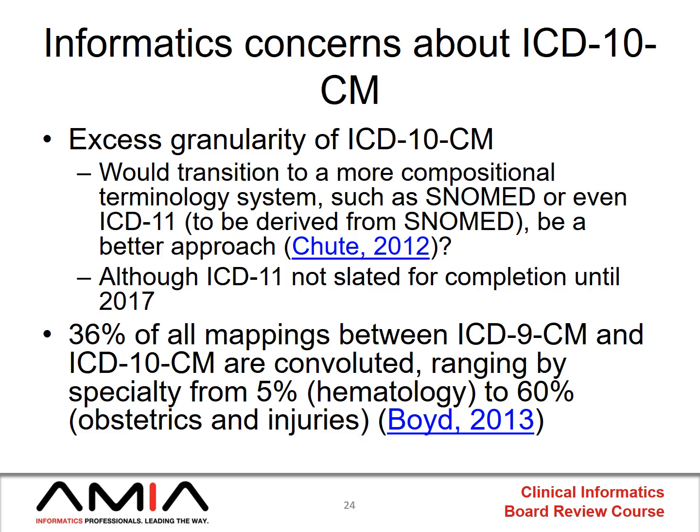Some of these informatics concerns were brought out in an analysis by Boyd, who found that 36% of all mappings between ICD-9-CM and ICD-10-CM were convoluted, meaning that they weren't direct N-to-1, 1-to-1, or 1-to-N kind of mappings. And these convolutions varied by specialty, being about 5% for hematology and 60% for obstetrics and injuries.